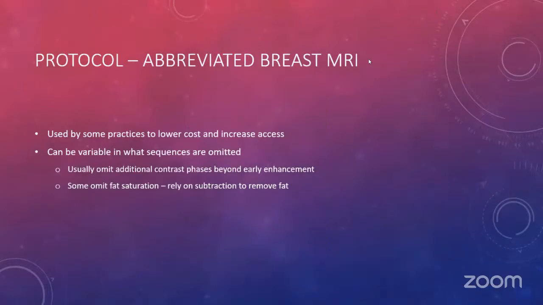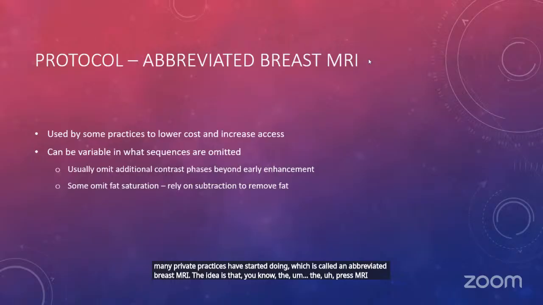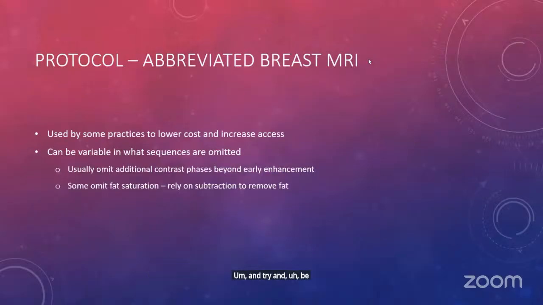Now, I do want to touch base on something that we don't do, but that many private practices have started doing, which is called an abbreviated breast MRI. The idea is that breast MRI is a very costly and time-consuming examination. So many practices out there have offered what's called an abbreviated breast MRI, which is that they remove some of the sequences and try and be diagnostic in as few sequences as possible.